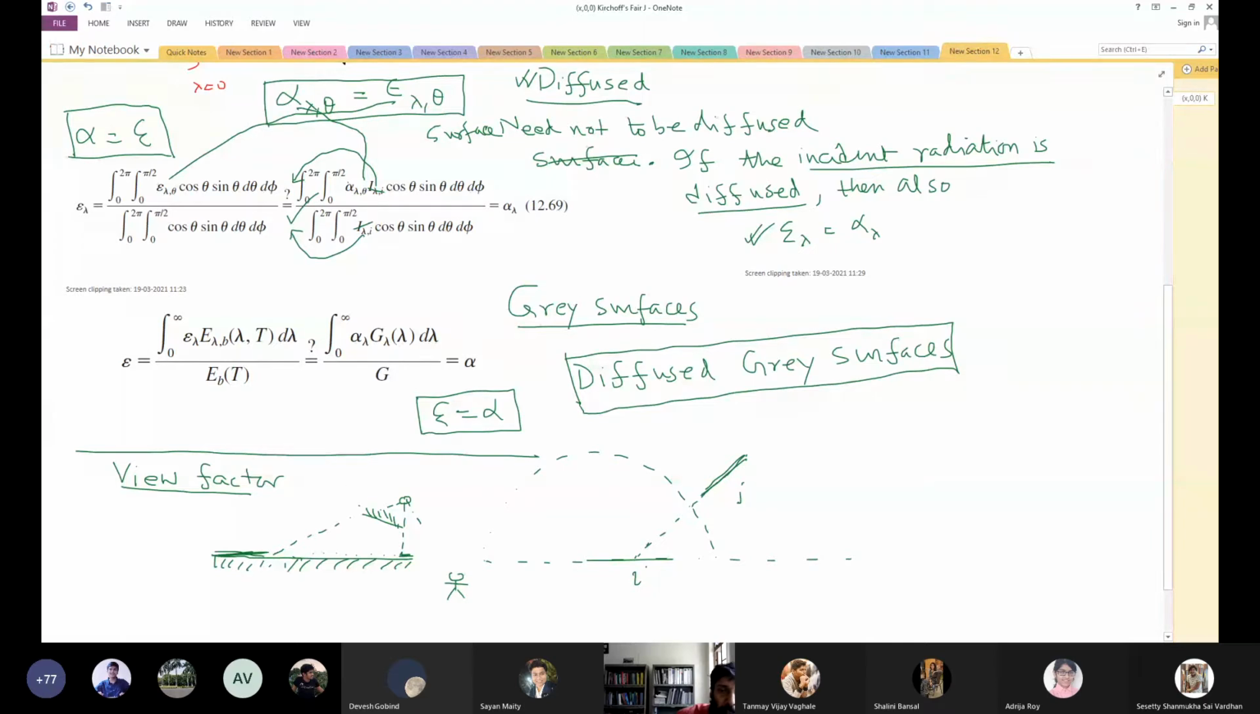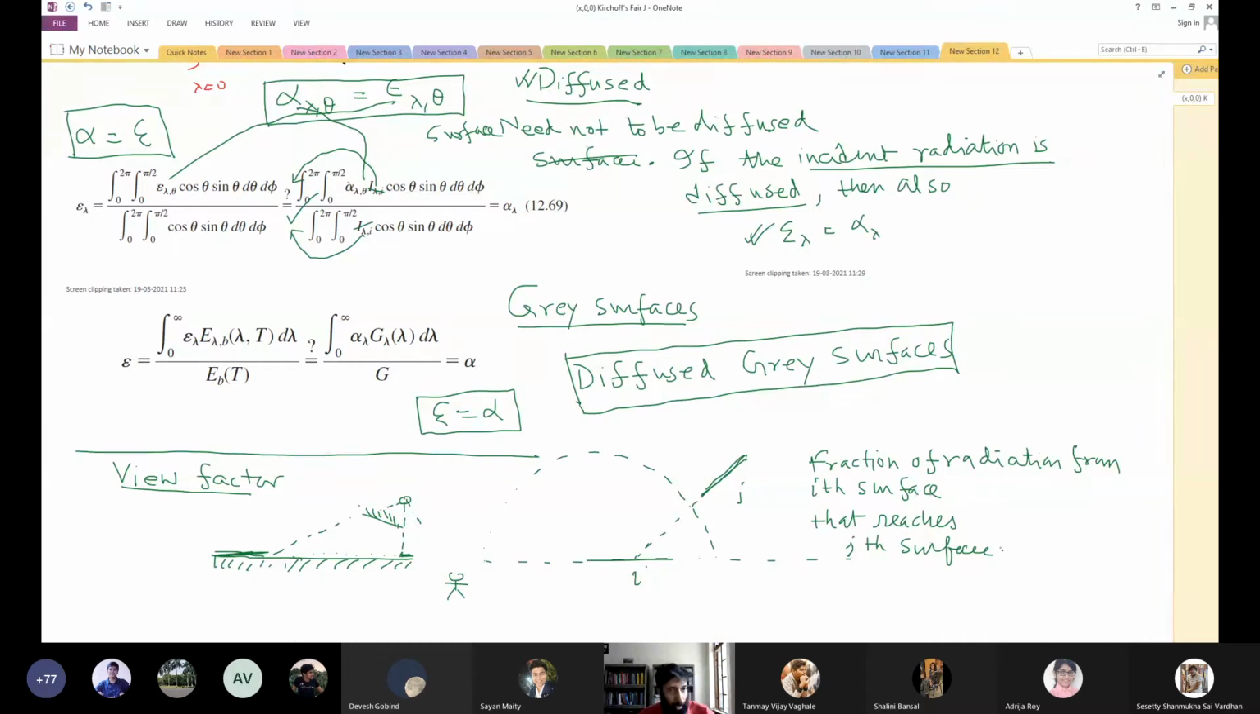So the view factor is a quantity which says the fraction of radiation from the ith surface that reaches the jth surface. So the fraction of radiation from the ith surface that reaches the jth surface is called the view factor.